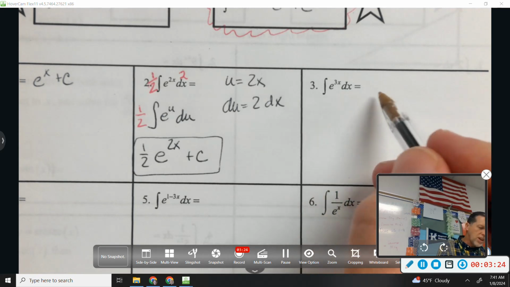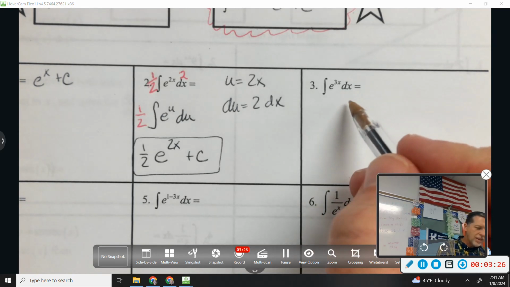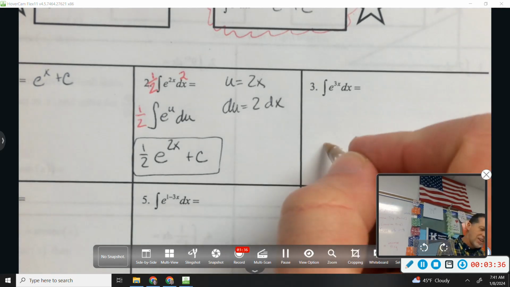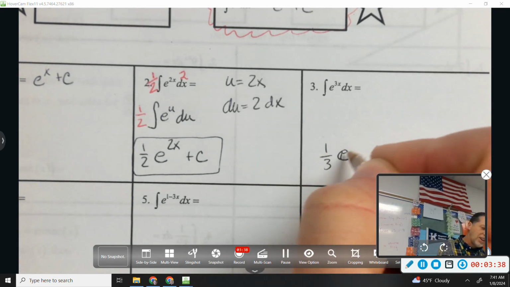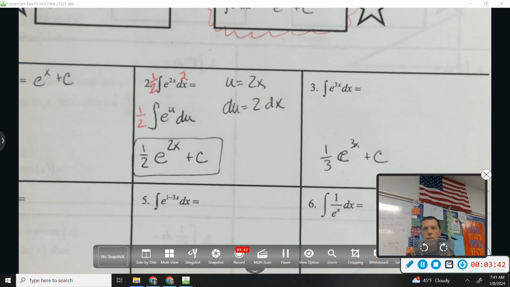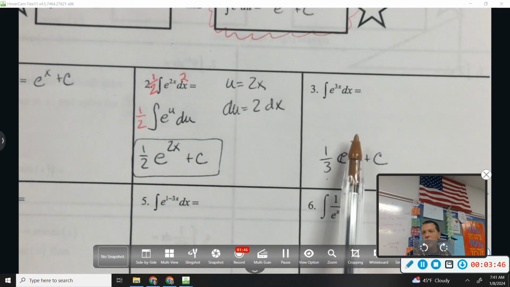Number 3, gosh, I feel like it's an awful lot like number 2. Any guesses on what number 3 will be without me having to do the u substitution? 1/3 e to the 3x plus c. Because the 1/3 will cancel the chain rule 3 that shows up.